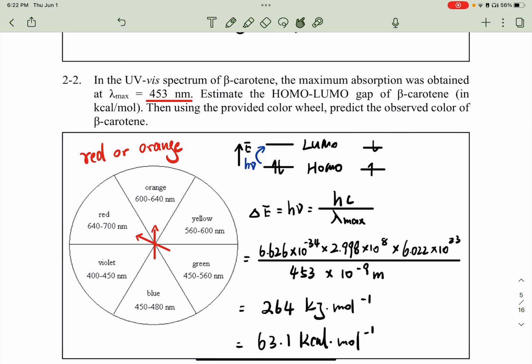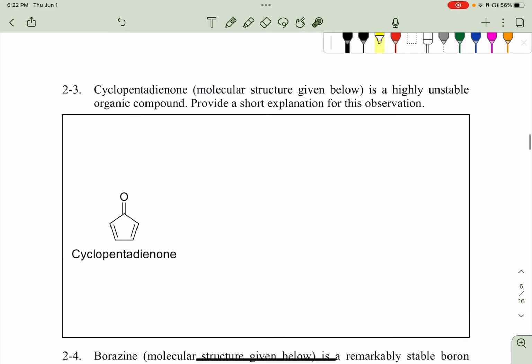Okay, let's keep going. What we have here? Simple cyclopentadienol, and the molecular structure is given here. It's telling you the cyclopentadienol is a highly unstable organic compound. Provide a short explanation for this observation. So this is the point of view, like you need to be familiar with the concept we were talking about. This is a demonstration, like you can't just learn a concept during the exam.